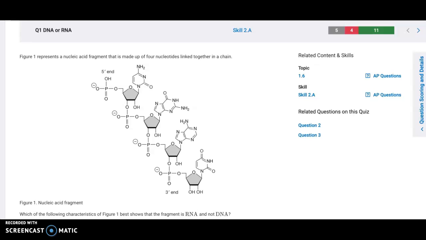Okay, so here's quiz 1.6, and topic 1.6 focuses primarily on nucleic acids. So understanding the structure and function of the nucleotides and the differences between the two major kinds of nucleic acids that we are going to learn about in this class, DNA and RNA.